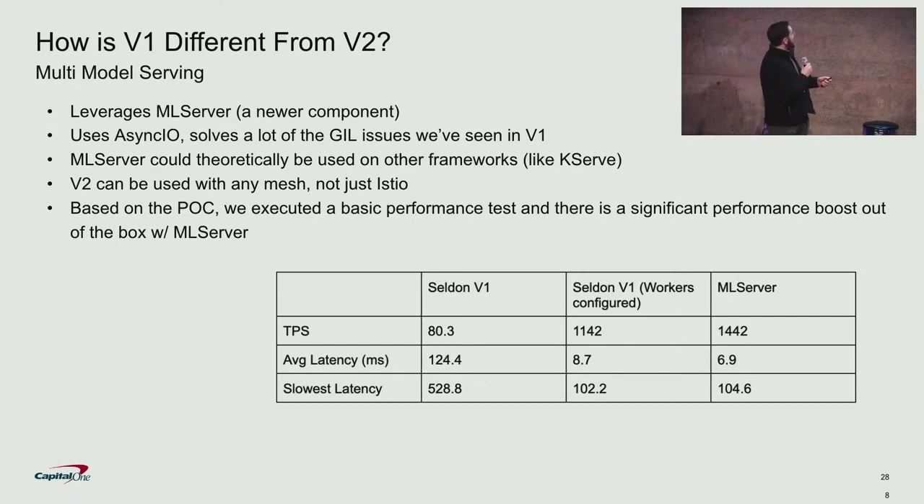V2 can also be used with any mesh. So with V1, we are bound to Istio, which again, not everybody was familiar with, but Istio is its own beast to deal with. So this allows you to use something like Linkerd or something else if you're more comfortable using that. And based on the PoC that we ran, V2 of Seldon, which uses MLServer, sorry, let me correct myself. We were just using MLServer, not so much V2, is significantly faster than just bare bones Seldon V1's microservice.